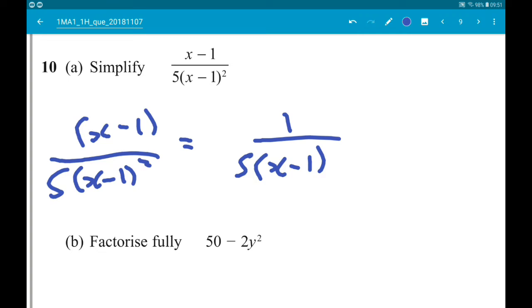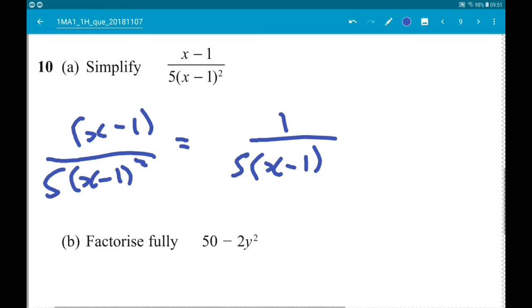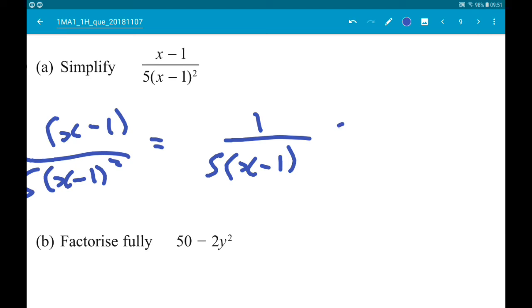Now it says simplify, so we should expand the brackets too. So this is 1 over 5x minus 5.